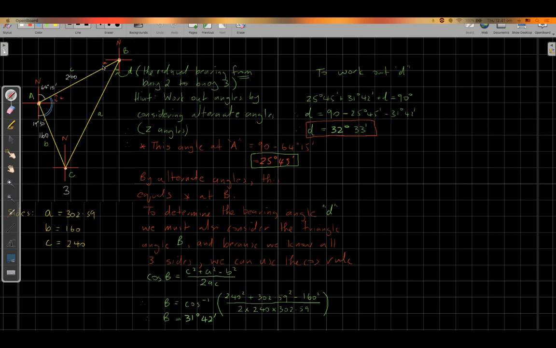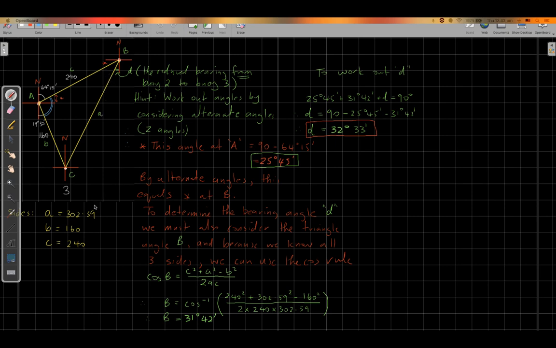And then I can transfer it up here by alternate angles. So this angle at A, this one here, is 90 takes 64 degrees 15, which is 25 degrees 45 minutes. That's that angle there. So by alternate angles, I can transfer that up here by Z angles, okay? So then I could say, well, if that's 25, 45, if I knew that angle, then I could take both of those away from 90 and I would have my bearing angle. So it might be helpful if we knew angle B.